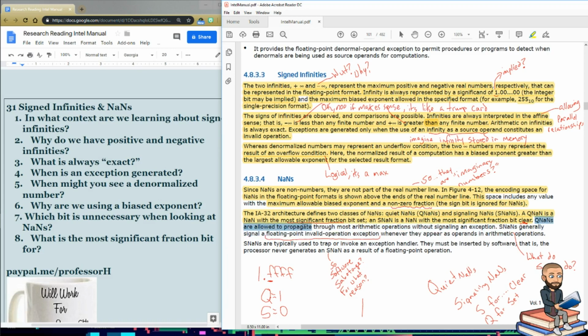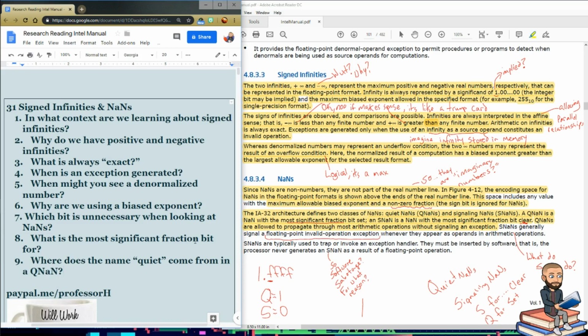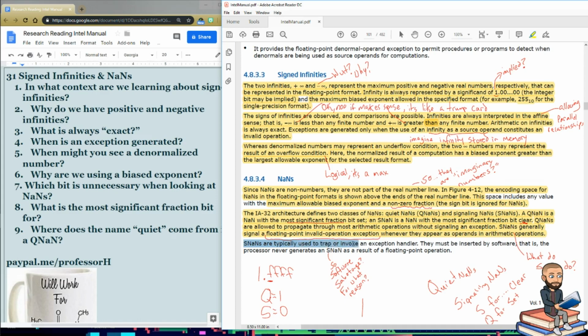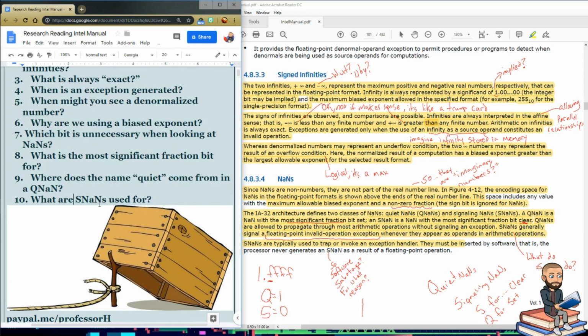Now QNaNs are allowed to propagate through most arithmetic operations without signaling an exception. So I bet that's where they get their name from. So question, where does the name quiet come from? It's quiet because it's not signaling an exception. But what does signal an exception is an SNaN. SNaNs generally signal a floating point invalid operation exception whenever they appear as operands in arithmetic operations. Now, SNaNs are typically used to trap or invoke an exception handler. They must be inserted by software, that is, the processor never generates an SNaN as a result of a floating point operation. So we can finish with that question. What are SNaNs used for?